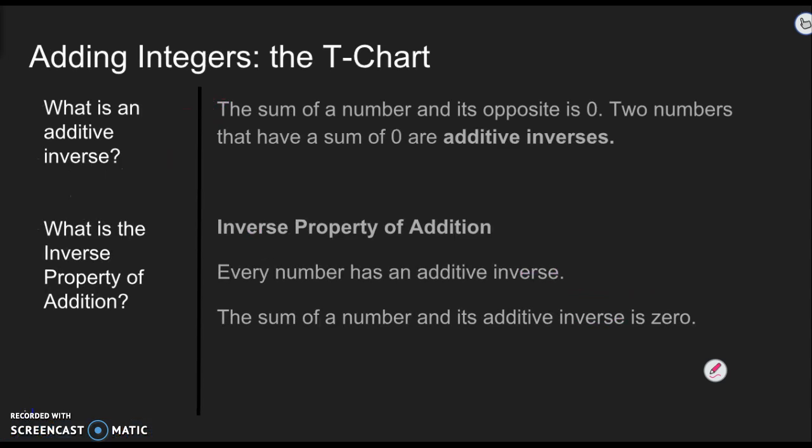Let's talk about additive inverses. What is an additive inverse? The sum of a number and its opposite is 0. Two numbers that have a sum of 0 are additive inverses. The inverse property of addition states that every number has an additive inverse, and the sum of the number and its additive inverse is 0.